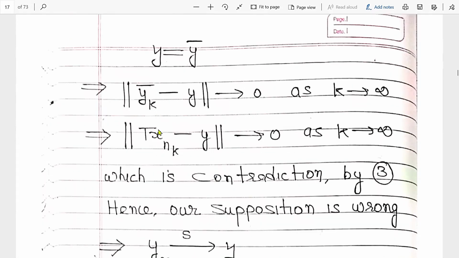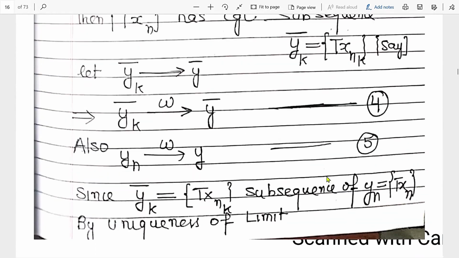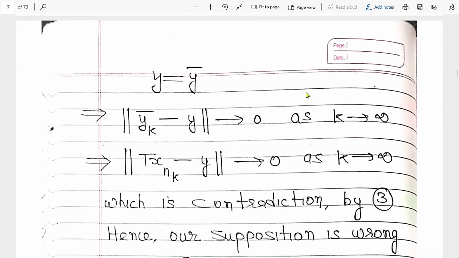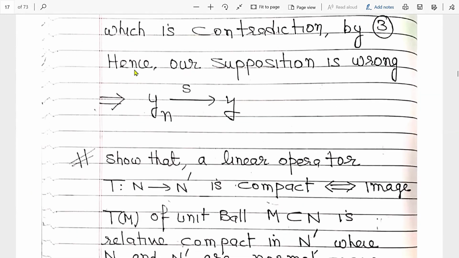By substituting these values, this is a contradiction by result 3, because it does not approach 0; it is greater than epsilon. So this is a contradiction, hence our supposition is wrong. If our supposition is wrong, then yn is strongly convergent to y. Clear? So basically, a compact operator converts weakly convergent to strongly convergent.